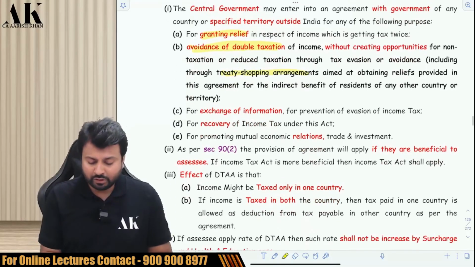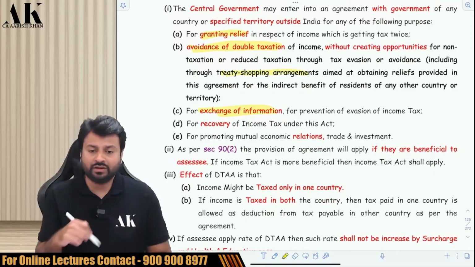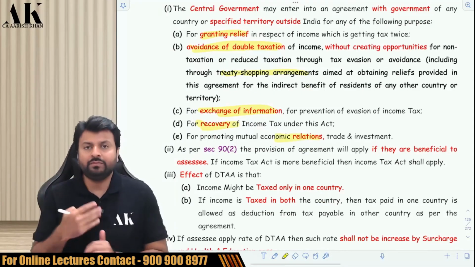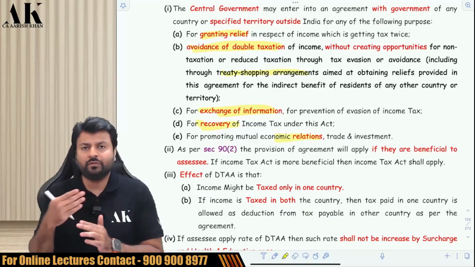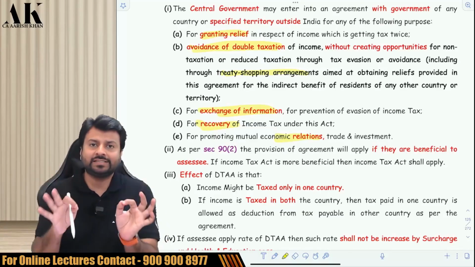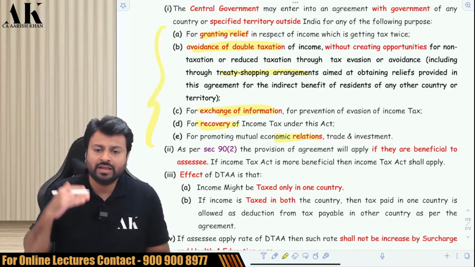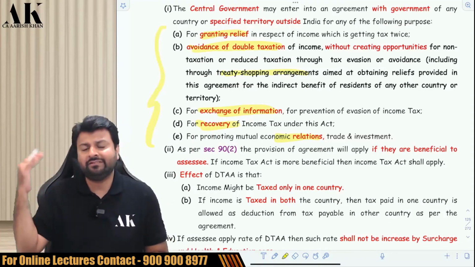Third, we want to exchange information with foreign authorities. Fourth, we want to recover tax from the foreign countries. Fifth, we want to improve relationship with the foreign countries. We want to improve trade and investments with the foreign country. These are the 5 major reasons why DTAA is entered into by the Indian government with the foreign country and with the specified territory.